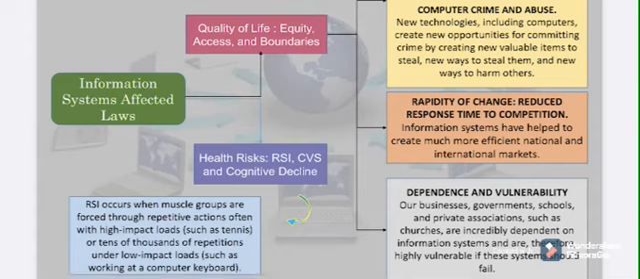The last point for how information systems affect law is health risks, which means RSI, CVS, and cognitive decline. RSI occurs when muscle groups are forced through repetitive action, often with high-impact loads such as tennis, or tens of thousands of repetitions under low-impact loads, such as working at a computer keyboard.